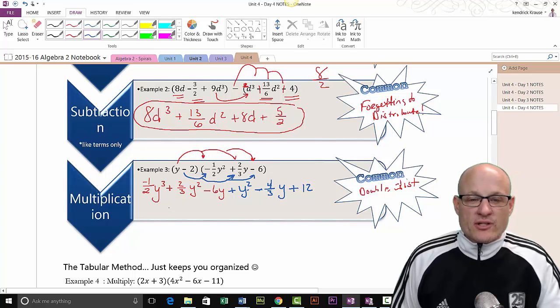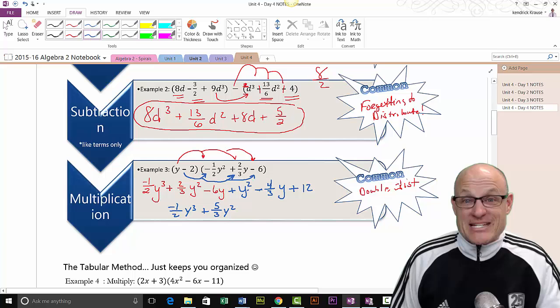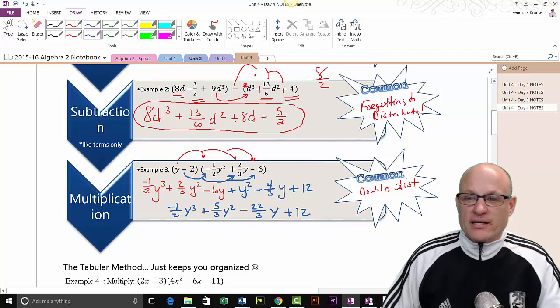Okay, so it's -1/2 y cubed. I've got 2/3 y squared and 3/3 y squared. So that's plus 5/3 y squared. And minus 6y and minus 4/3 y. Well, this is really minus 18/3. So it's really negative 22/3 y plus 12. All right, kids.